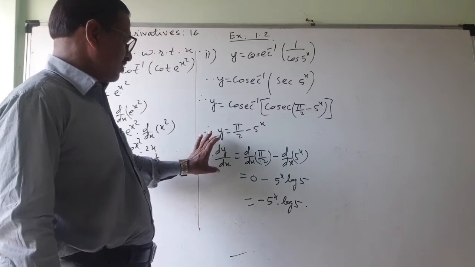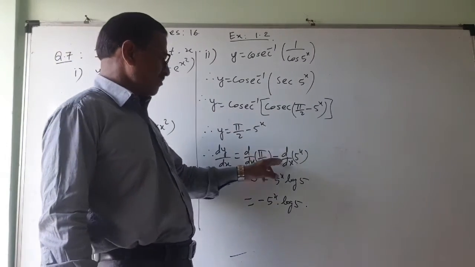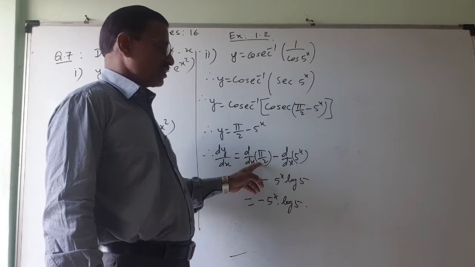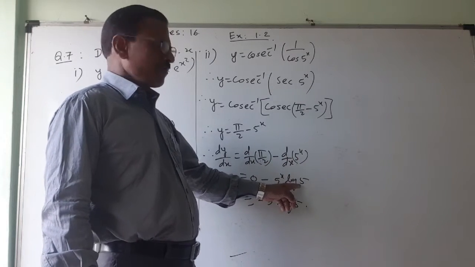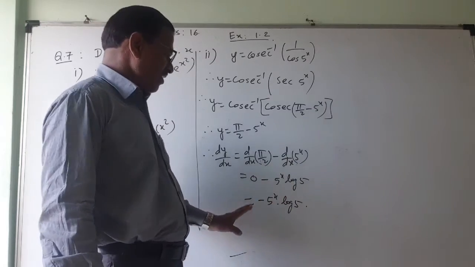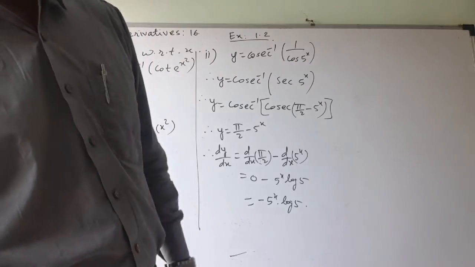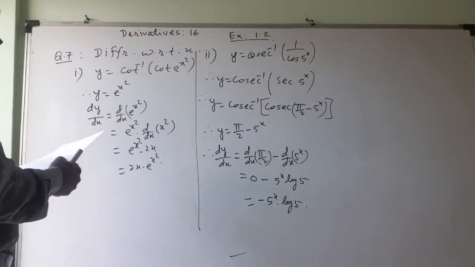So take the derivative: dy by dx is equal to d by dx of this minus d by dx of this. So the derivative of a constant, pi by 2, is 0, minus a raised to x into log of a, meaning pi raised to x into log of pi, and this is the answer. I hope that you have understood. These were simple sums, but still for practice these are also essential.